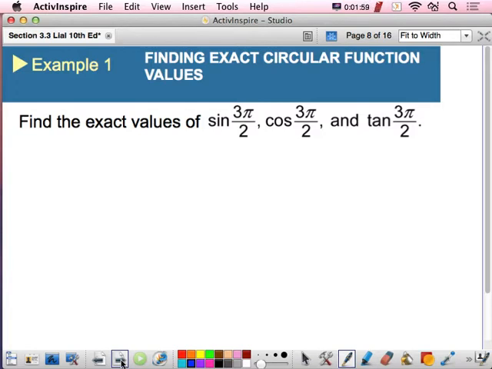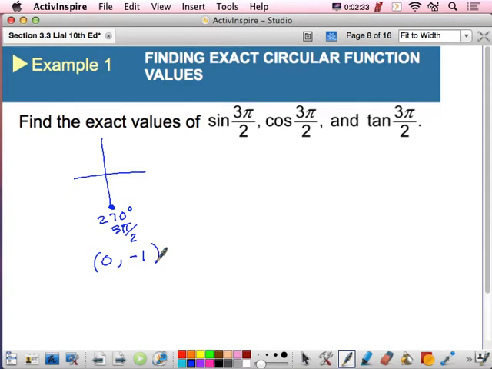So we would like to find the exact values of sine, cosine, and tangent for the angle 3 pi over 2 radians. Now you should have that memorized. How many degrees is that? 270. Once you know the reference mark, it's a quadrantal. It's 270 degrees right there. That's 3 pi over 2, 270. What ordered pair goes with that point? 0, -1.